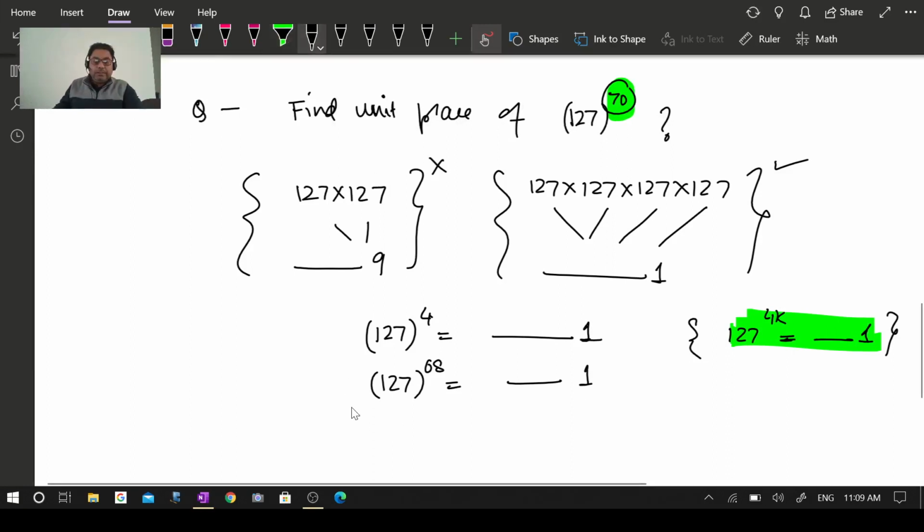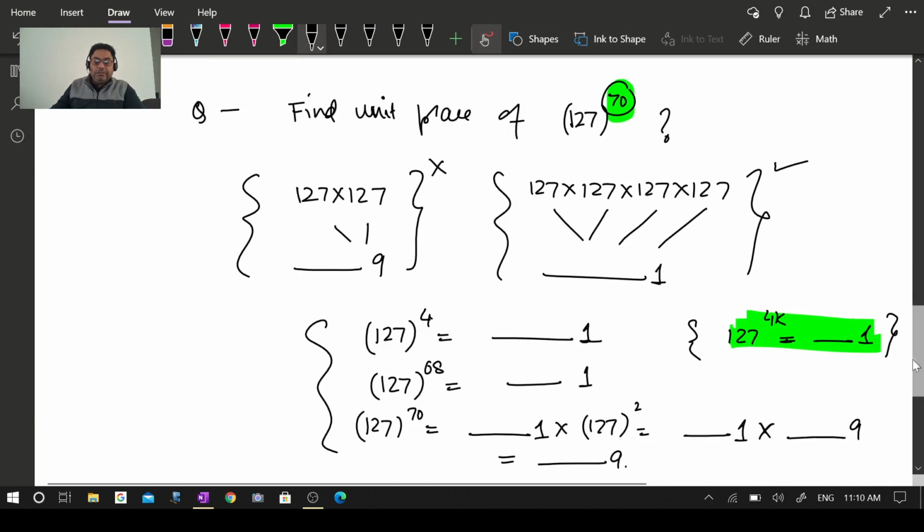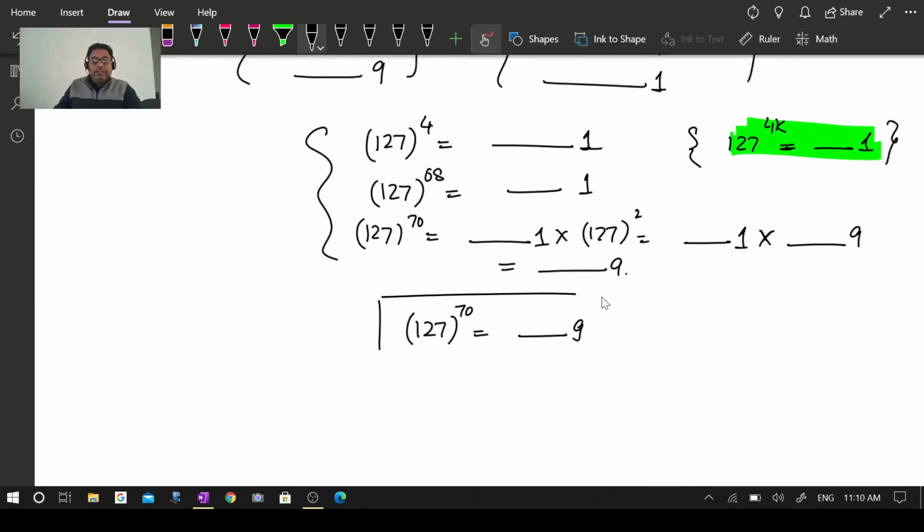We are left with 2 more 127s, so 127 to the power 70 would give you a number ending with 1 into 127 to the power 2, which is a number ending with 9, because 7 sevens are 49, and 1 into 9 is 9. Unit digit of odd raised to the power any number is easy, isn't it? So I can write 127 to the power 70 gives you 9 at the unit place. Answer is there.